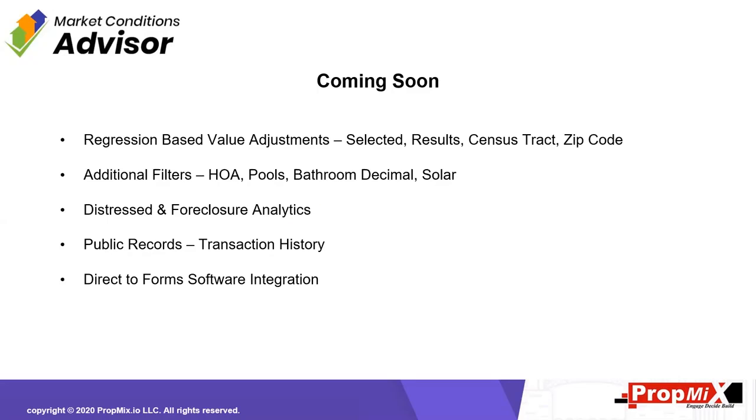We will be bringing into MCA regression-based value adjustments. We're adding additional filtering capabilities into our results, as well as our searches, adding in distressed and foreclosure analytics, some public record information, the transaction history, mortgage history, all of that information would be available. And the forms integration, we're adding more forms providers into our system as we move forward.